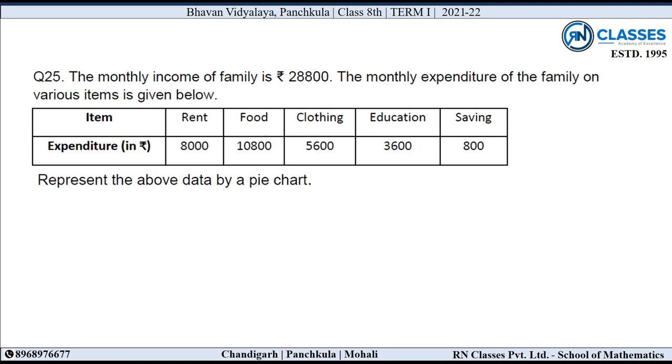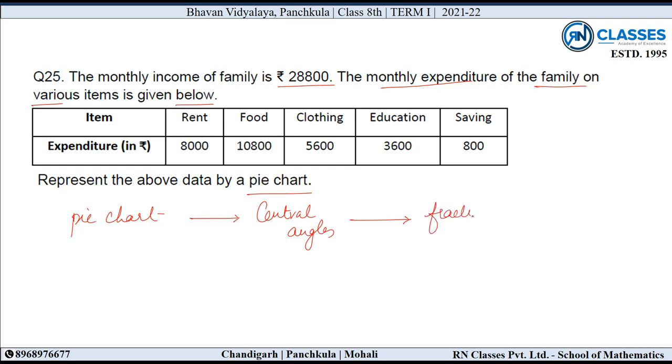So last question pe chalte hain. The monthly income of family is 28,800. The monthly expenditure of family on various items is given below. Wo bhi diya hua hai. Okay. Represent the above data in a pie chart. Mere ko pie chart banana hai. Right. What do I need to make a pie chart? Pie chart banane ke liye, I need central angles. Right? Central angles chahiye. Aur central angles ke liye mujhe kya chahiye? Fractions. Mereko fractions chahiye central angles ke liye. To fractions and central angles hum nikal lete hain.